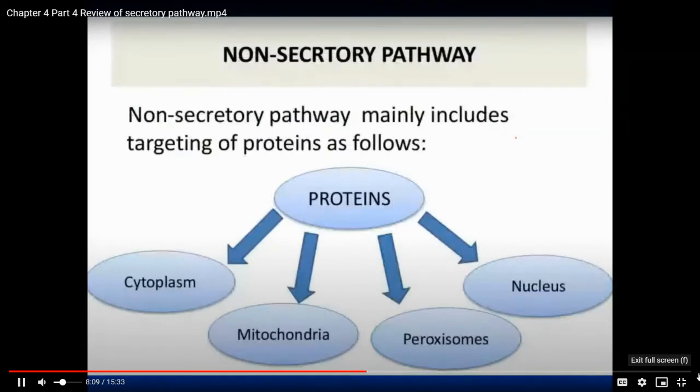Okay? Now, if the signal says, no, this is a cytoplasmic protein, it's going to go through what we call the non-secretory pathway. All right? Non-secretory pathway are proteins that are going to stay in the cytoplasm and function, go to the mitochondria and function, go to the peroxisome and function, or go to the nucleus and function. All right, now I don't think we talked too much about peroxisomes. I don't really test too much on them. They're kind of like a detox place in the cell.